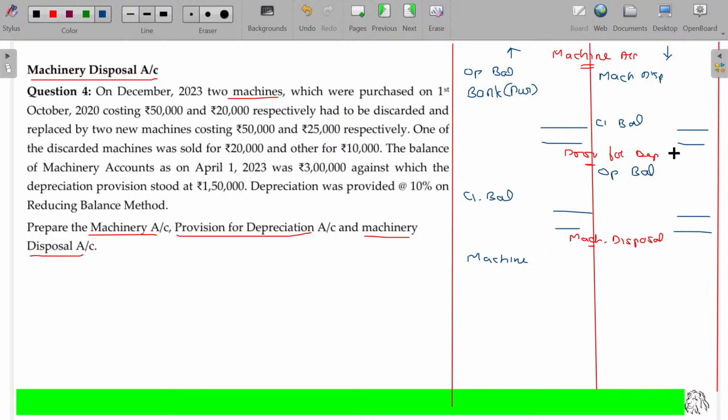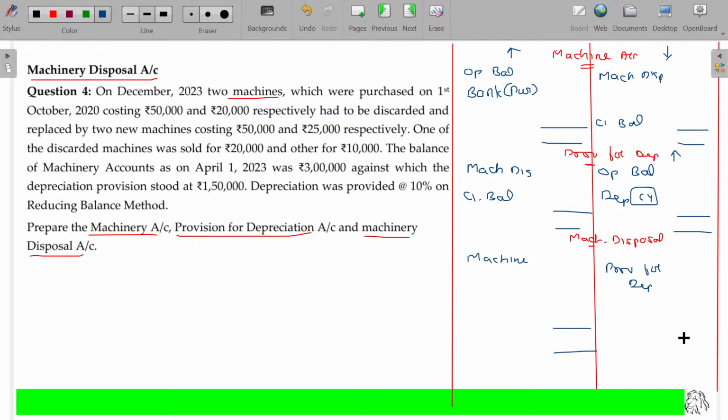Okay, the current year depreciation will increase the accumulated depreciation or provision for depreciation account. So depreciation for the current year for all the assets put together. When any of the assets is sold, immediately the accumulated depreciation on the assets sold will be transferred from provision for depreciation to the machine disposal account.